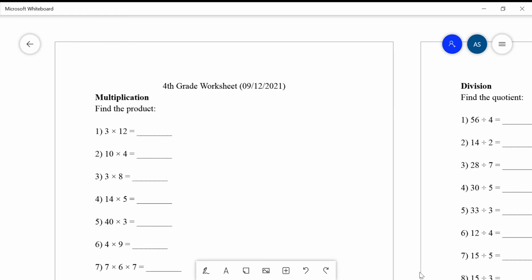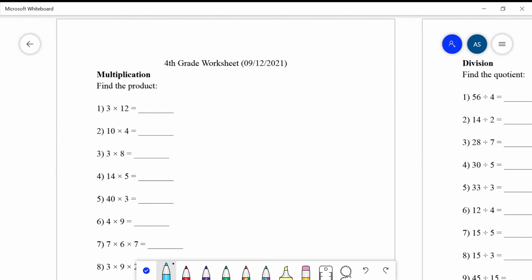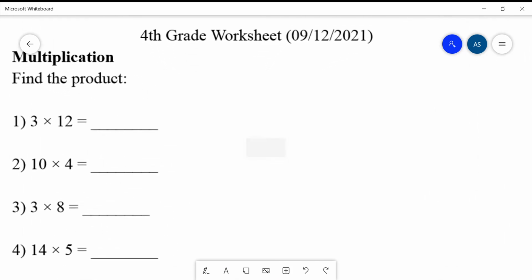Hey guys, so for today we're going to be working on the 4th grade worksheet for week 5. Alright, and so on our first page we have multiplication. One important thing about multiplication is that you're going to have to line up the numbers.